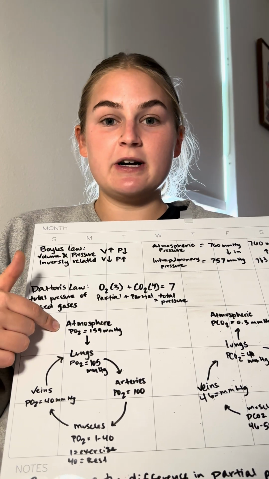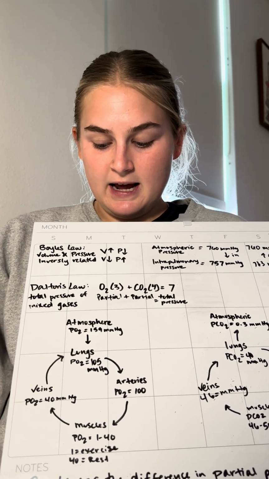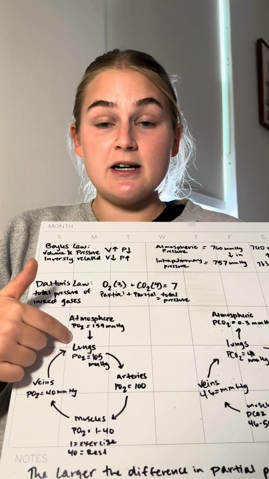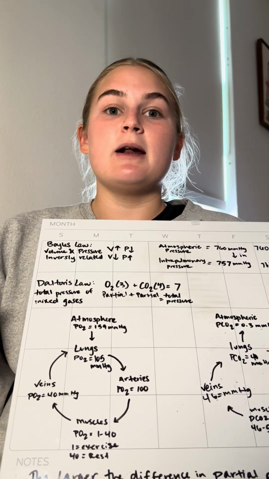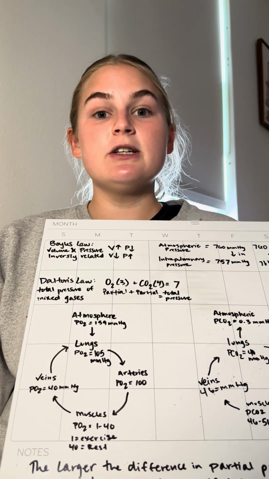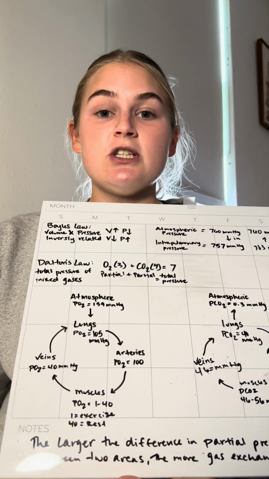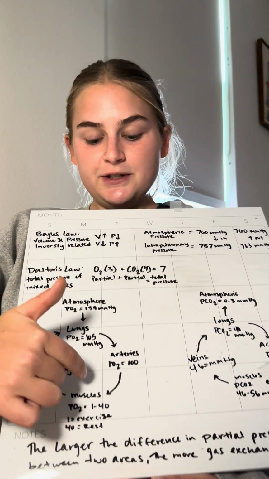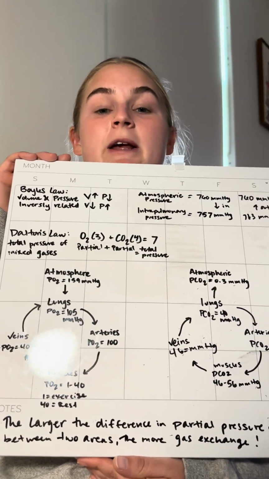So our atmospheric pressure is 159, and it wants to move to a lower concentration, and that will be in the lungs at 105. And it wants to keep moving, so it goes to our arteries, which is a lower pressure of 100. And the oxygen still wants to keep moving, and then it travels to our muscles. And there's a difference here from 1 and 40.